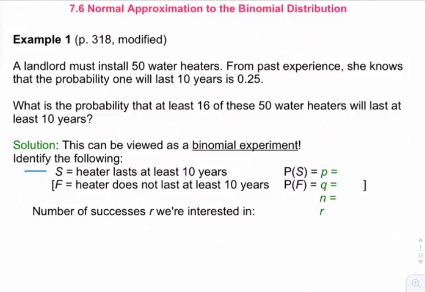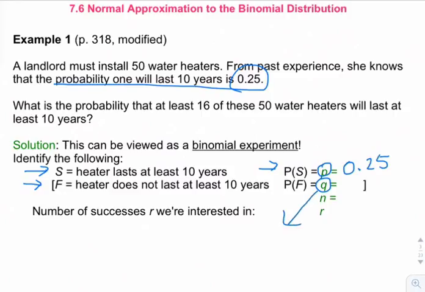So success, S, is that the water heater does last at least 10 years. So failure is its complement. S does not happen, so the water heater does not last at least 10 years. Their probabilities are given by P and Q respectively. So what is the probability of success? So we're looking at, for any particular one water heater, what is the probability that it will last at least 10 years? We look up here. We see it's 0.25. So P is 0.25.